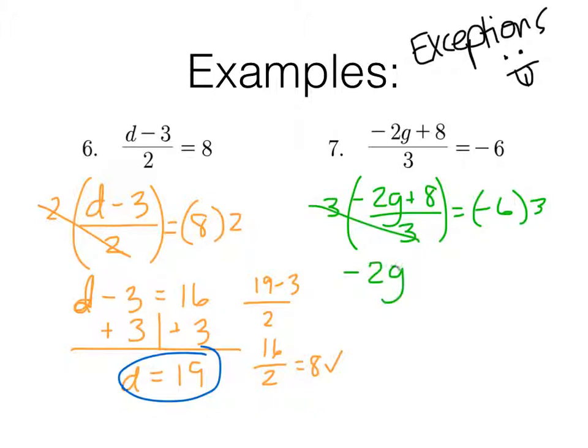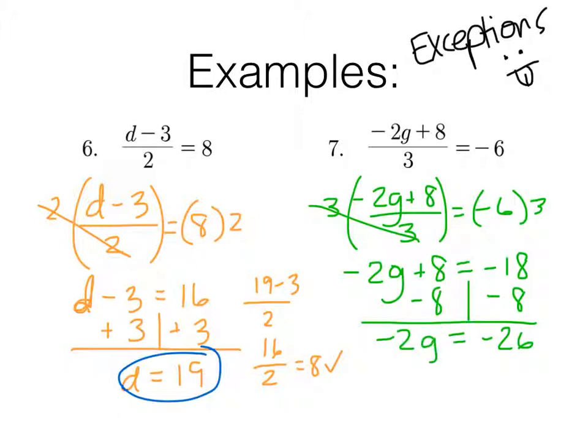Negative 2g plus 8 is equal to negative 18, which looks a whole lot like the equations that we had on previous slides in this video. I'm going to subtract 8 next. Negative 26, negative 2g. I'm going to divide by negative 2. And at this point, you should be getting into a bit of a rhythm. You should be getting comfortable with this concept.